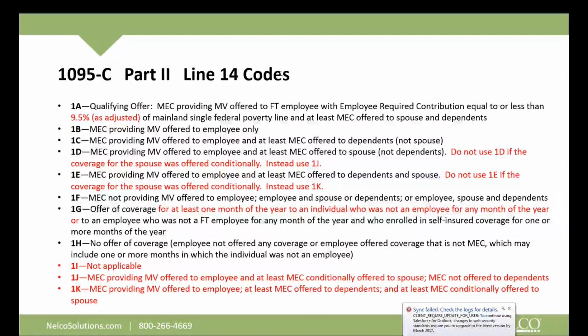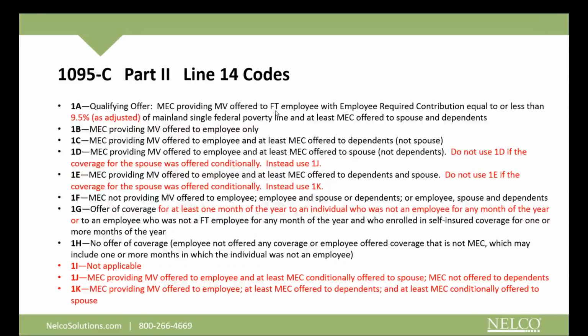So basically what it's saying here is you offered coverage, minimum essential coverage with minimum value, offered to all your full-time employees, or this particular full-time employee, I'm sorry, and their contribution was equal to or less than 9.5% of the poverty line. You can determine that. That's going to be a static number.